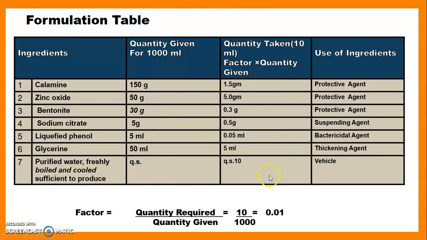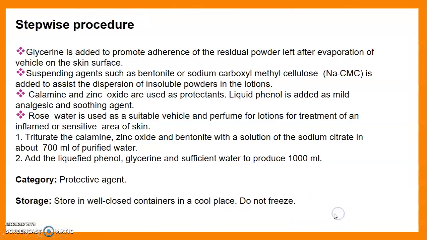And purified water as a vehicle. Then we go through the stepwise procedure. Glycerin is added to promote the adherence to the residual powder left after evaporation of the vehicle on the skin surface. Then suspending agents such as bentonite and sodium carboxymethyl cellulose are added to assist the dispersion of the insoluble powder in the lotion. Then calamine and zinc are used as protectants.